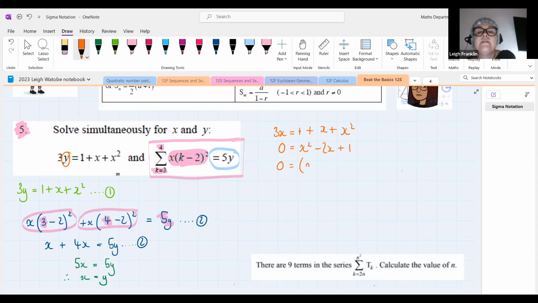So this is a perfect square trinomial. There we go. Well done.